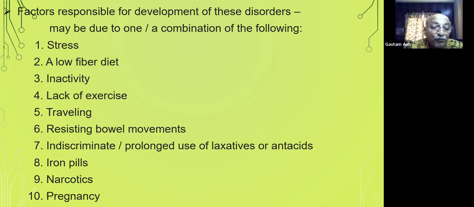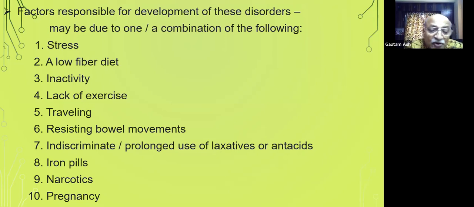Then resisting bowel movements. Suppose some person is suffering from hemorrhoids or fissure or fistula, especially piles and fissure, with painful defecation. Due to the painful defecation, the person will not go for toileting. Because the person is not going to pass the motion due to pain, naturally he is trying to resist the movement of the bowel, leading to pain in the abdomen, constipation, other complications, and difficulty in defecation. So we have to tell the patient that you should go and you should have a regular bowel training. Bowel training has to be given.